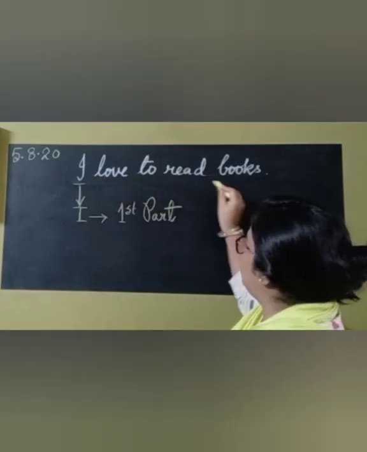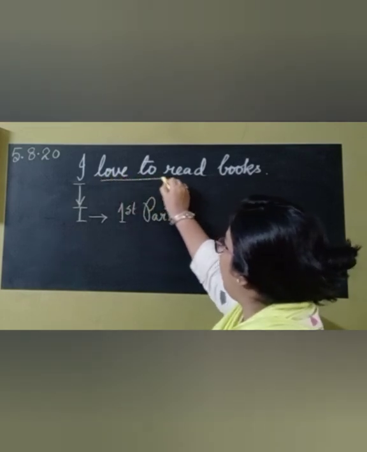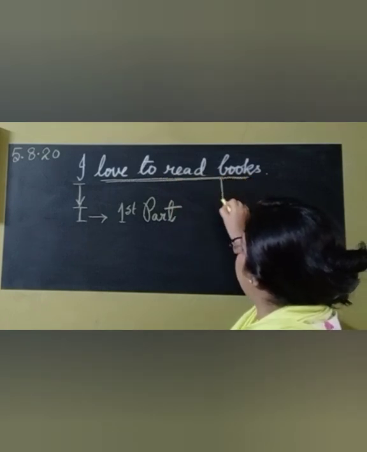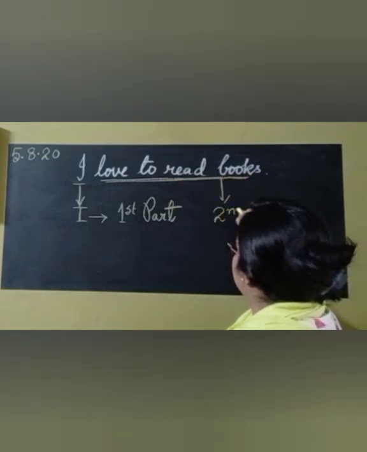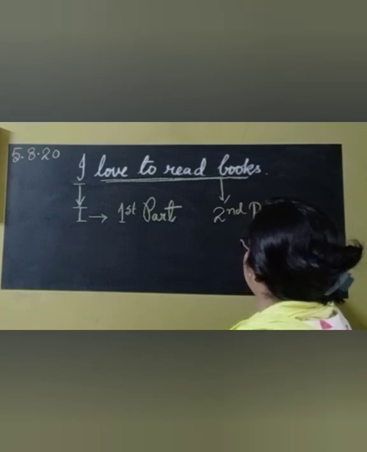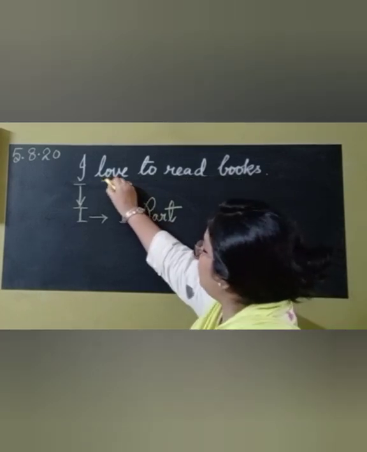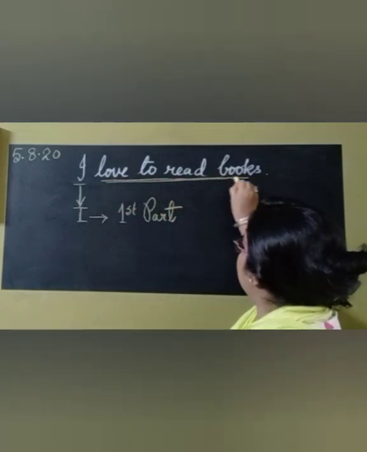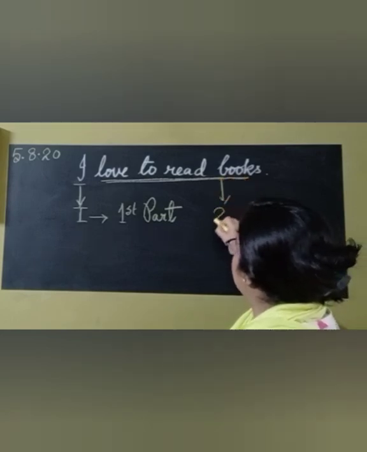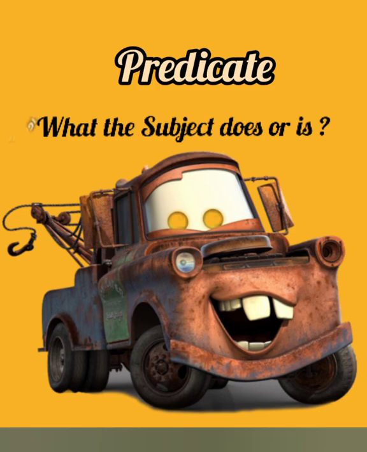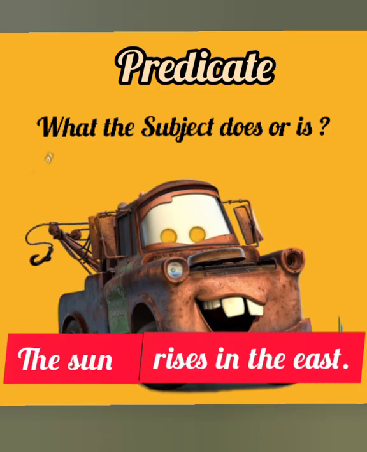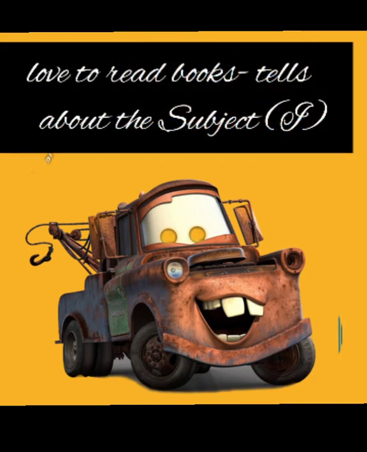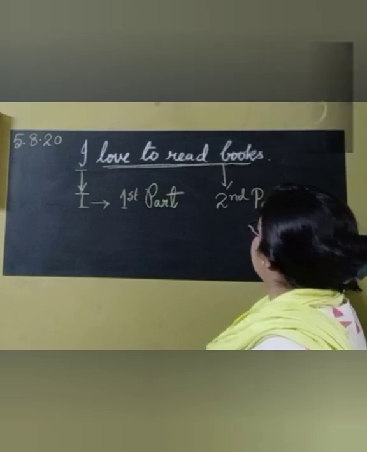Now let us come to the second part of the sentence. The underlined part of the sentence tells us about the subject, that is I. The second part of a sentence that tells us about the subject, that is what the subject does, is called the predicate. In other words, the predicate explains an action which is done by the subject. The second part of this sentence, love to read books, tells us about I.